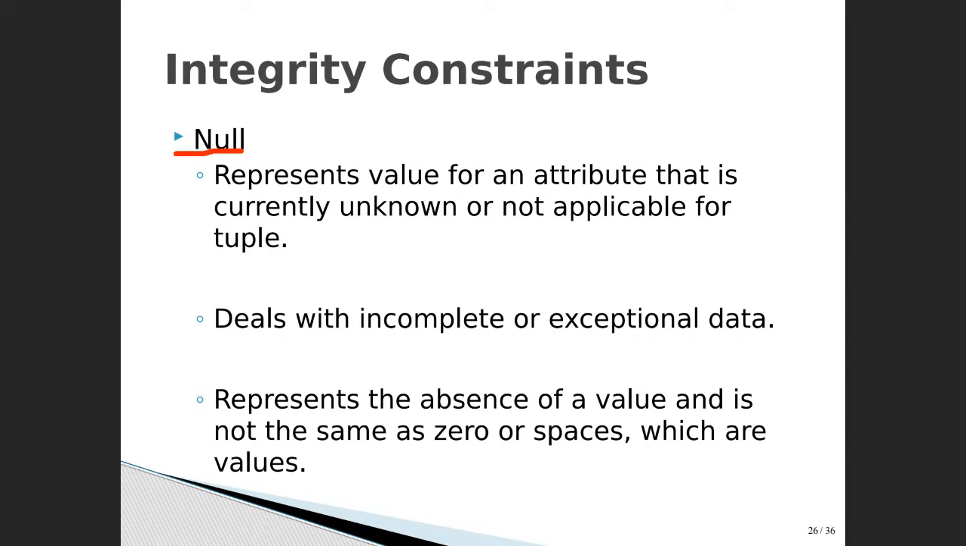Null, what does it mean? When there is the absence of value, or the value is unknown or not applicable for this cell, this is something we call null. So null is not a zero. It's not spaces. Spaces and zeros are values, but null means the absence of value. It's not applicable yet, it's unknown yet.